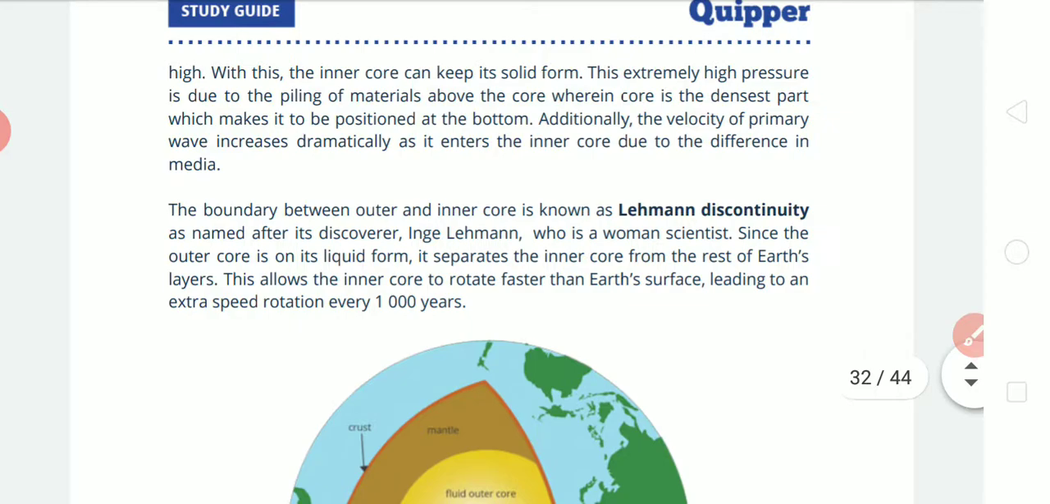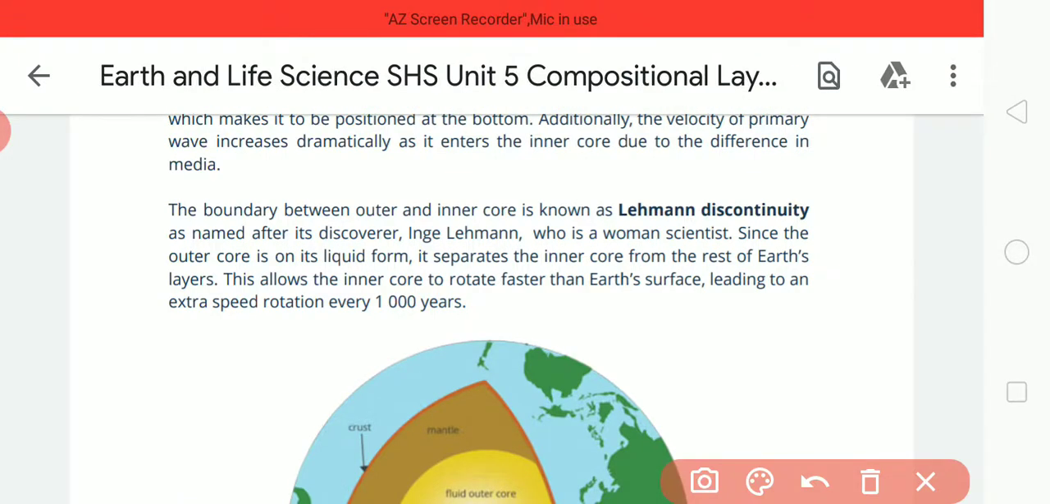The boundary between the outer core and the inner core, so meron day gapong boundary class. Abi na kog ang mantle ug ang crust lang ang naay boundary, tapos mantle and core. Meron din palang boundary between outer core and the inner core. And that is the Lehmann discontinuity. So it is named after Inge Lehmann, who is a woman scientist.